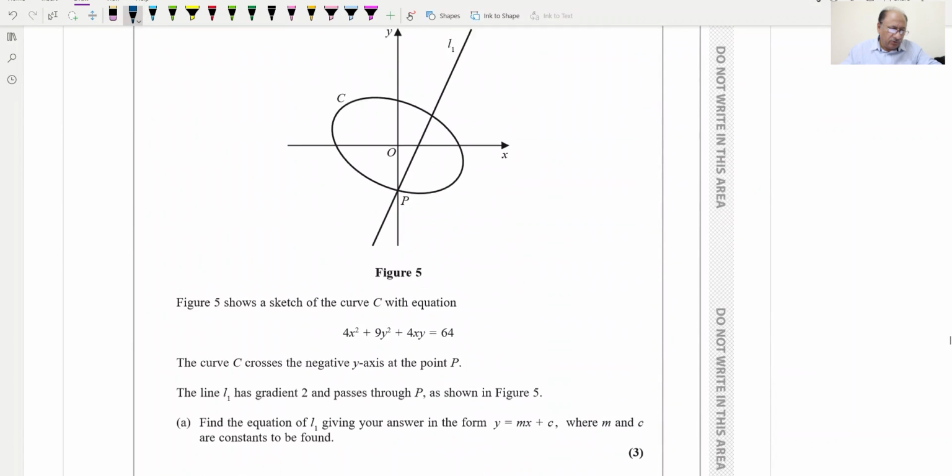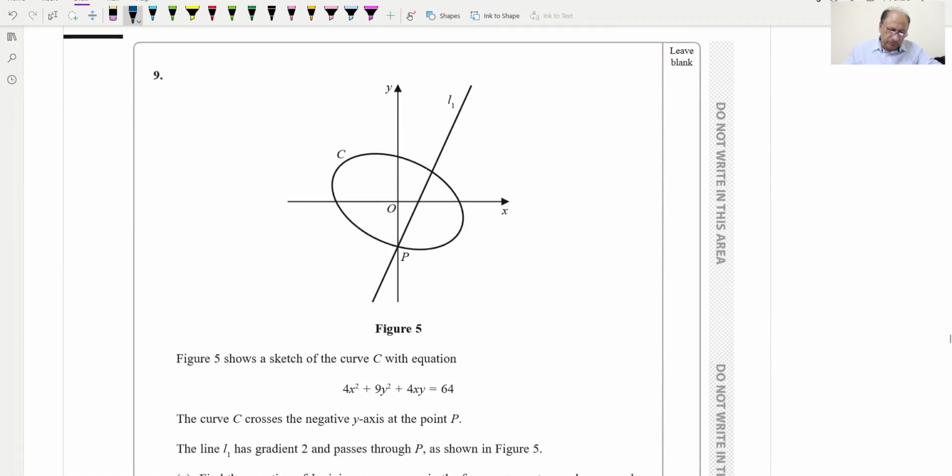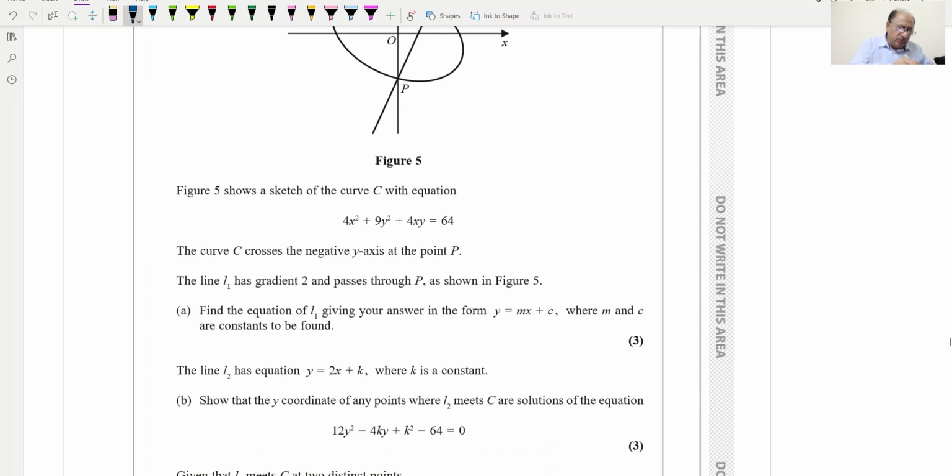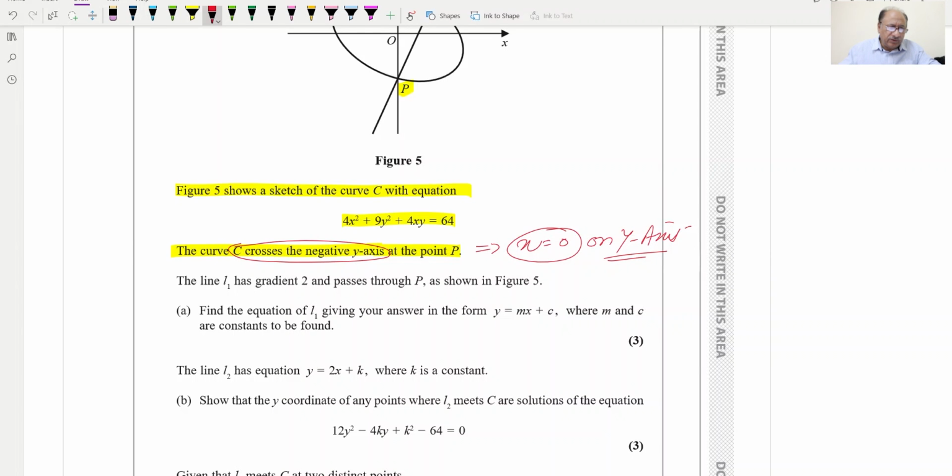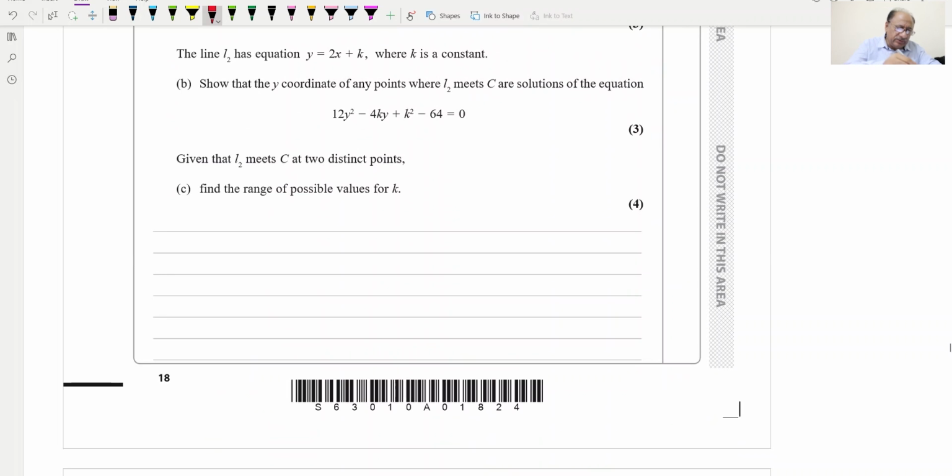Hopefully you understood this. Now we can move to the next question, question number 9, which is an interesting one and a little tricky also. So they are saying figure 5 shows a sketch of the curve C with equation. This is the equation of the curve. The curve C crosses the negative y-axis at point P. Crossing the negative y-axis means the x value will be equal to 0. So this implies x will be equal to 0 on the y-axis. The same thing we will utilize.